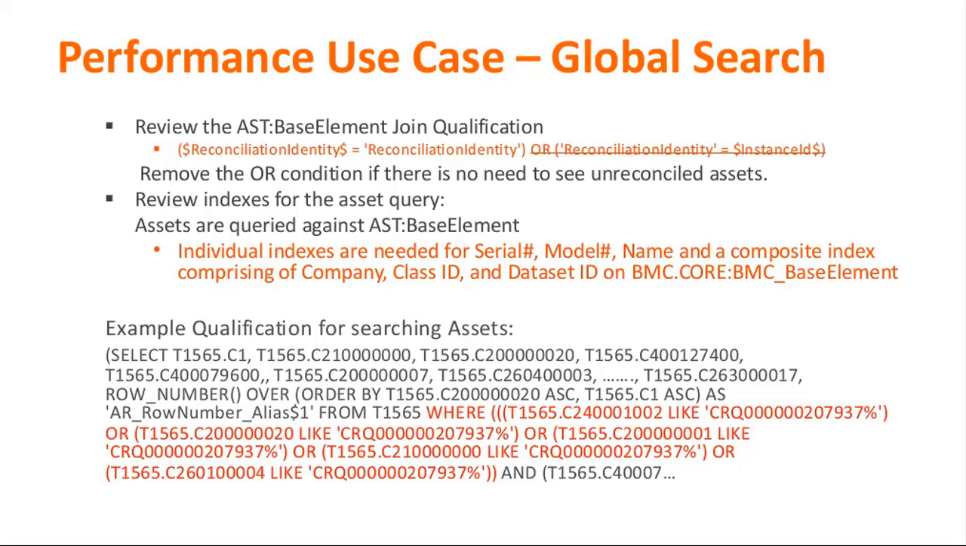So you need to make sure you have individual indexes on these fields. For example, you should have an individual index on serial number, an individual index on model number, an individual index on name, and also a composite index comprising company, class ID, and dataset ID. Those are also a part of the qualification. I've truncated the qualification here, but this is recommended for the qualification to work better.